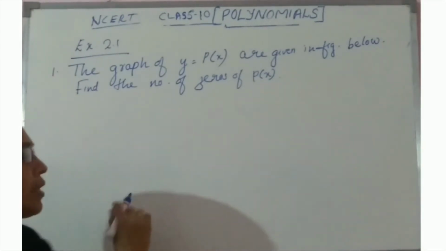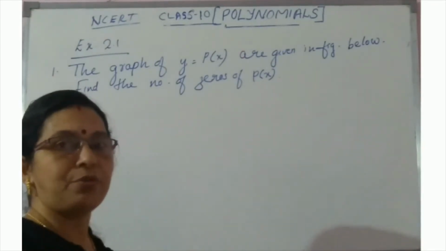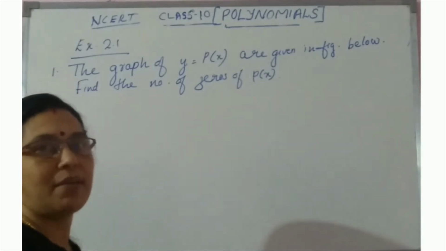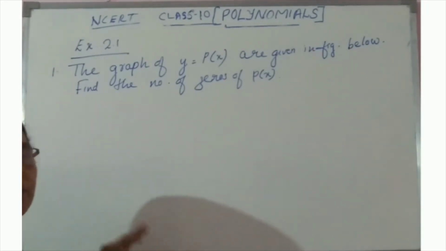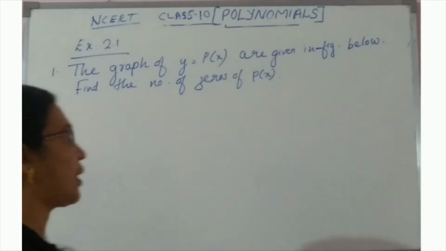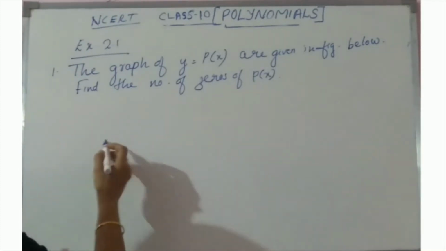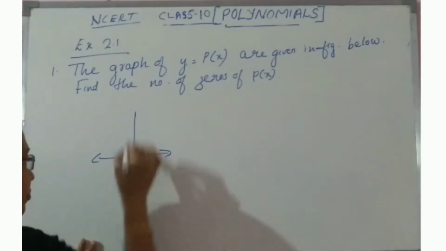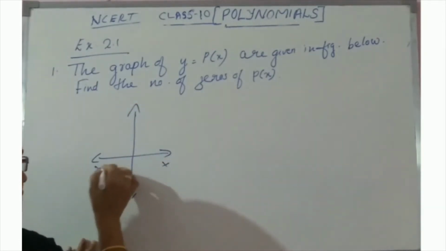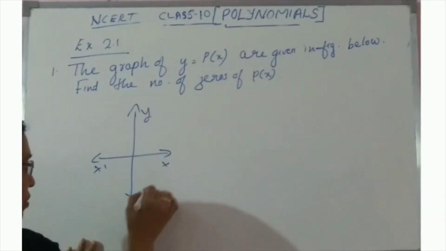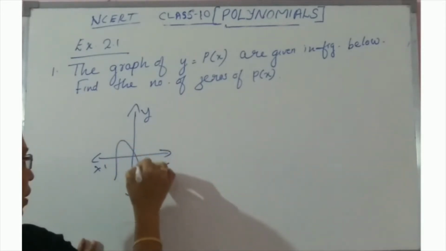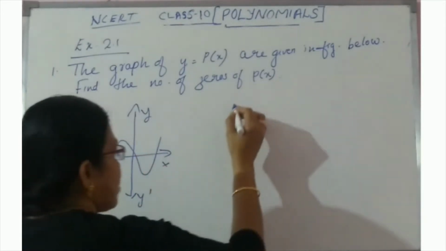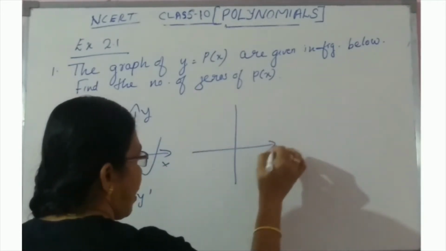So how to find out? Here I will show you 2-3 examples of how to do all the questions given in exercise 2.1 yourself. I think from that explanation you will be able to do that. So here I will give 2-3 graphs. Here one x-axis is there, y-axis, so x dash and y dash. Here one graph is given and next question another graph.